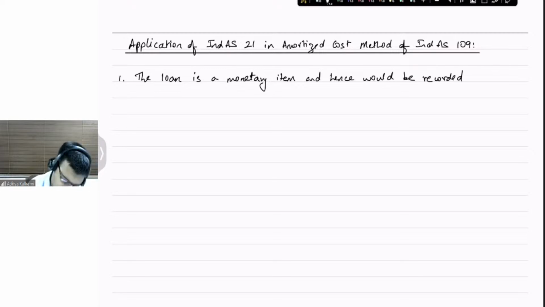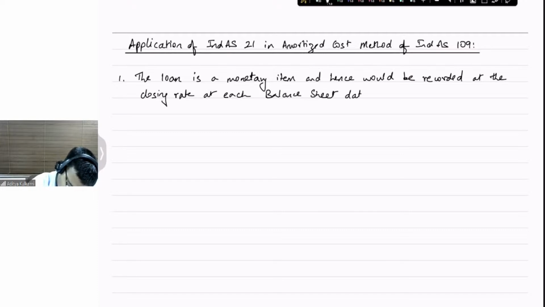First, the loan is a monetary item, and hence would be recorded at the closing rate at each balance sheet date. You remember this was what we had done.